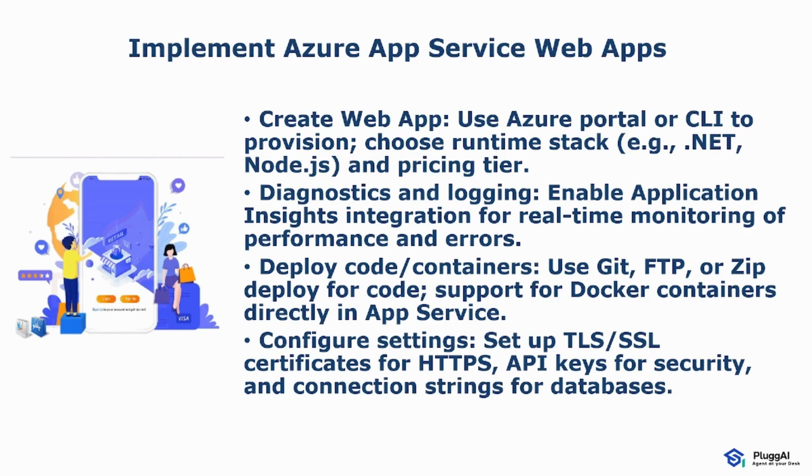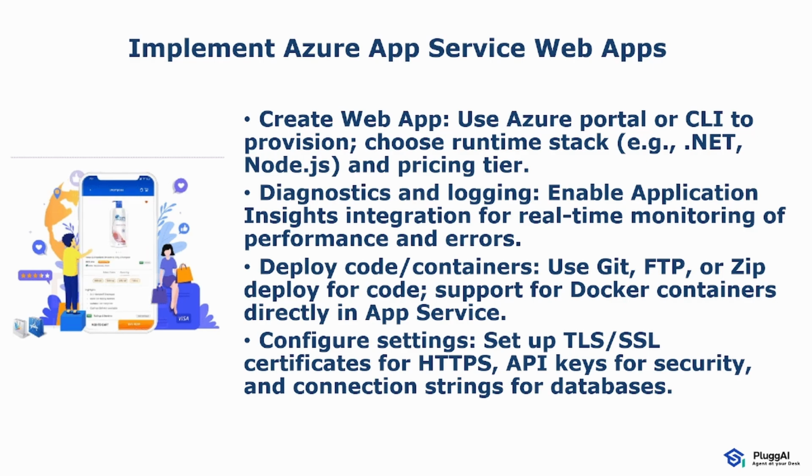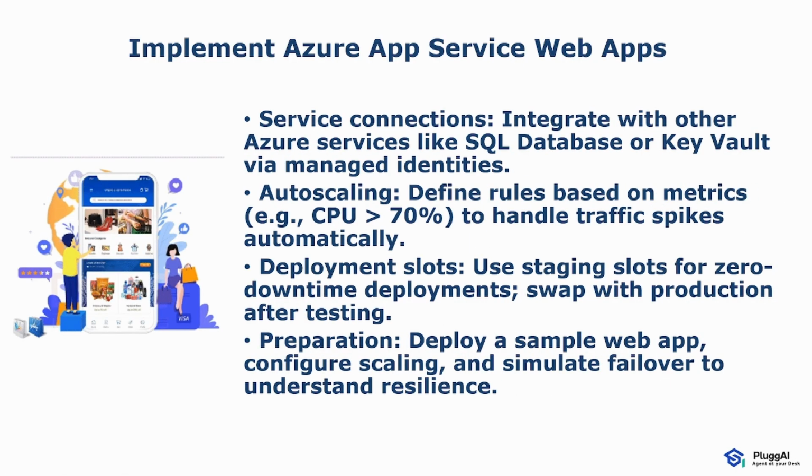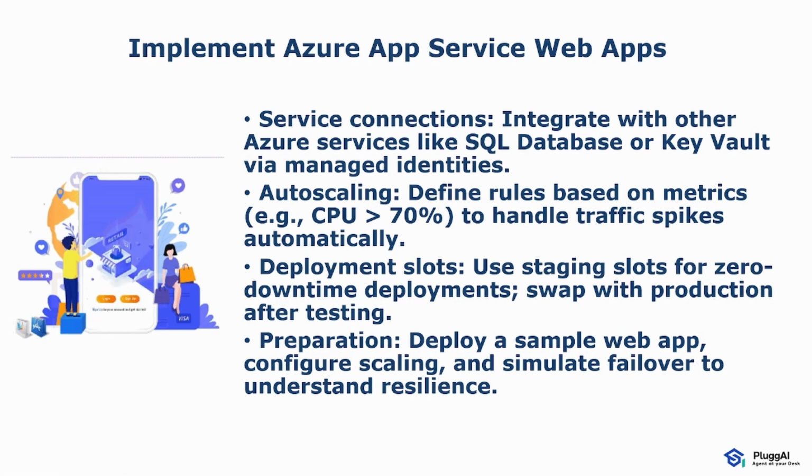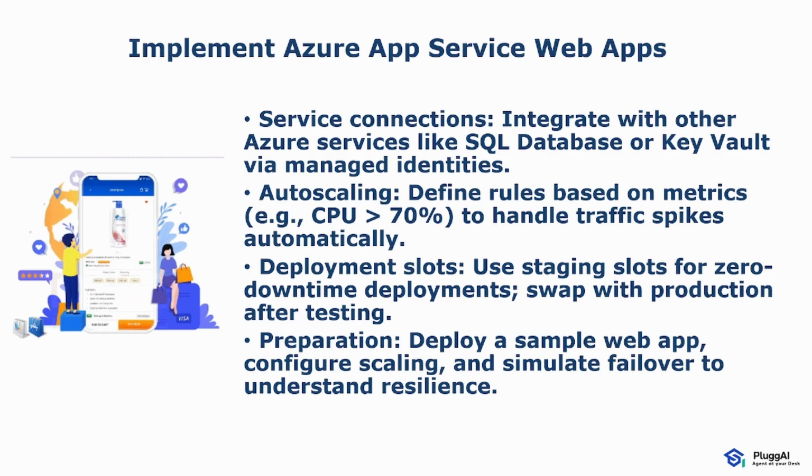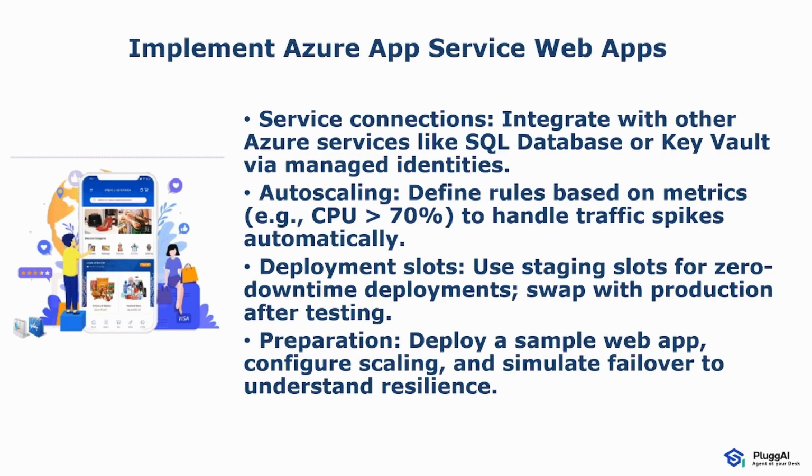Configuration settings. Don't skip this. You've got application settings like connection strings, API keys, which are encrypted at rest and injected as environment variables. Connection strings have their own section for databases. Then there's TLS/SSL. App Service gives you a free managed certificate for the azurewebsites.net domain, and you can upload your own or buy through Azure. Force HTTPS, just one toggle.